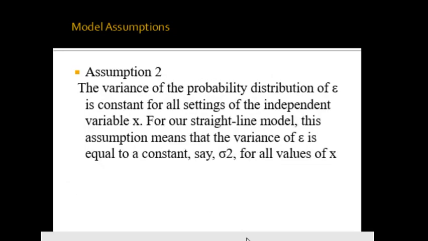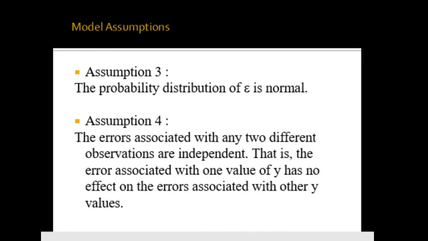Here's the second assumption. The second assumption is that the variance of the probability distribution of these error terms is constant for all settings of the independent variable x. So again, here is what we are trying to say: these error terms have a constant variance, which is given by sigma squared, for all values of x. The third assumption is again about the probability distribution of these error terms.